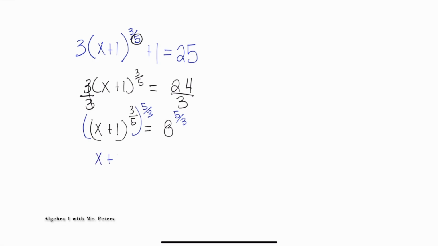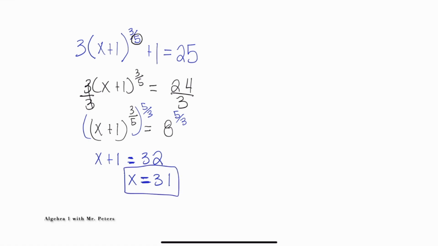So we have x plus 1, since our exponents cancel out, and this is equal to, when we break this down, we know that the cube root of 8 is 2, and 2 to the 5th power is going to give us an answer of 32. So once we subtract 1, we know our final answer is x is equal to 31.